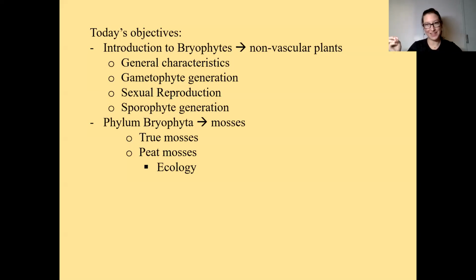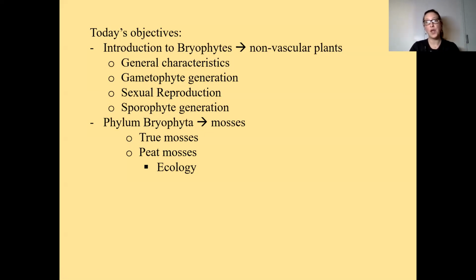Today, we're finally going to get into real plants, right? We're going to talk about the bryophytes or the non-vascular plants. We'll go through some general characteristics of the bryophytes, what the gametophyte generation looks like, their sexual reproduction, and then we'll talk about what their sporophyte generation looks like.